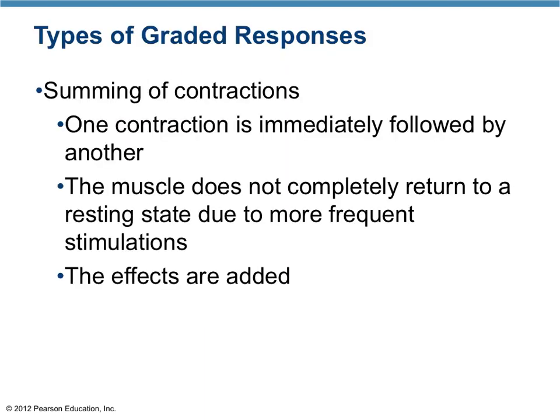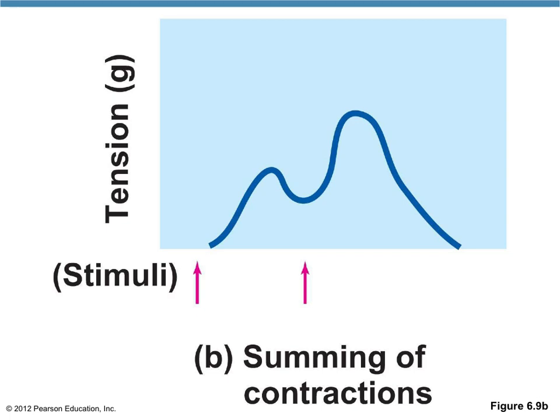Another type of graded response is the summing of contractions. So one contraction is immediately followed by another, so your muscle receives multiple stimuli consecutively, and the muscle does not completely return to a resting state due to more frequent stimulations. And so this causes the effects of contraction to be added. So when summing of contraction occurs, the muscle can put additional tension on because the stimuli have been close enough together that the muscle does not completely relax, and so you can have more tension or more strength emitted by the muscle.